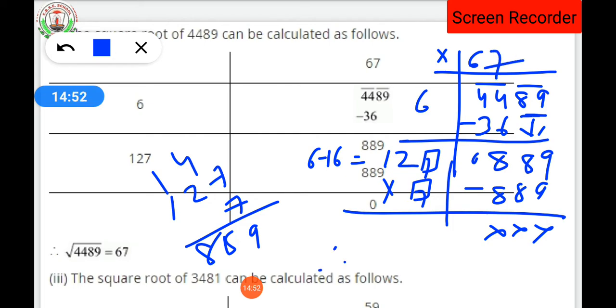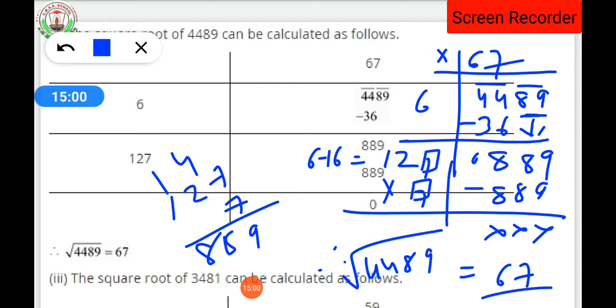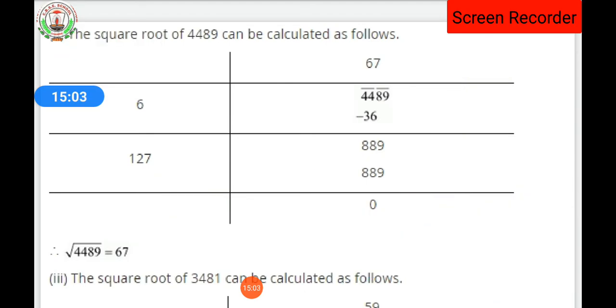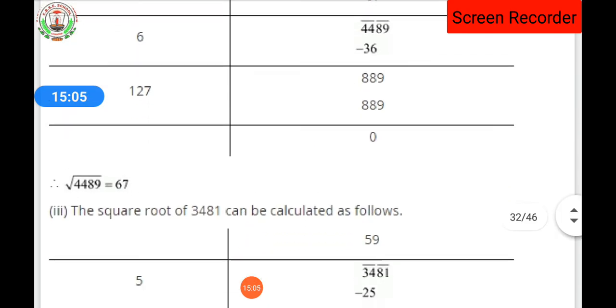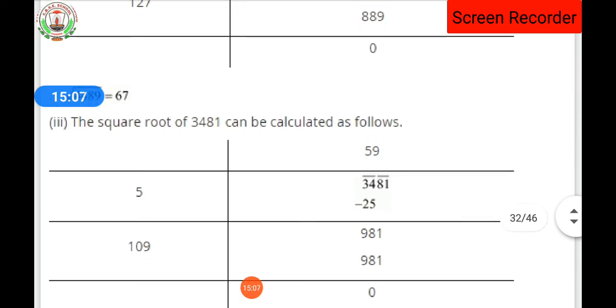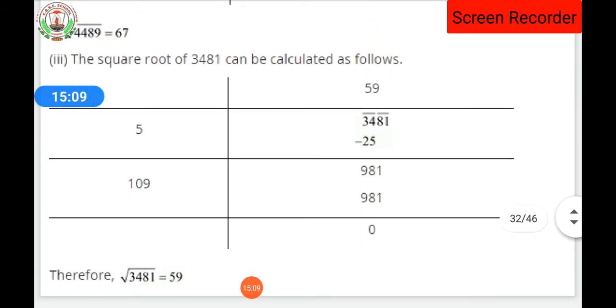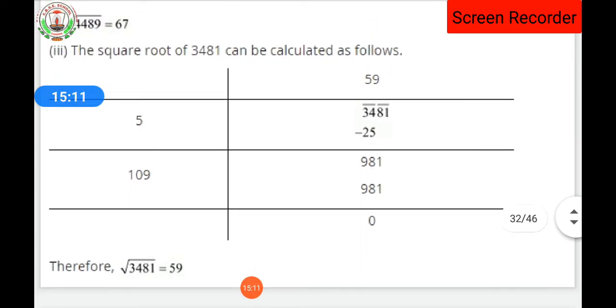Okay, therefore we can say that the square root of 4489 is 67, the square root of the number. Clear everyone? Have you understood? In the live class also I had explained this to you, and in the starting of the chapter where I explained the definition, there also I had explained this method.